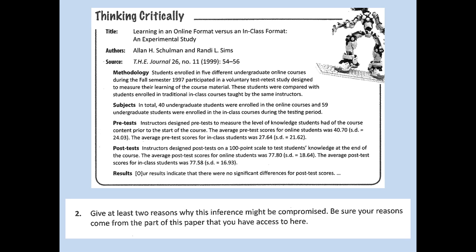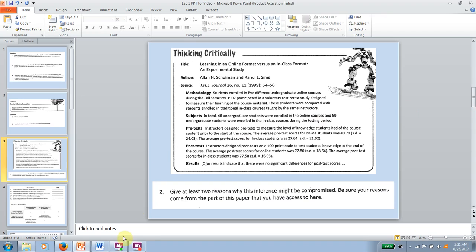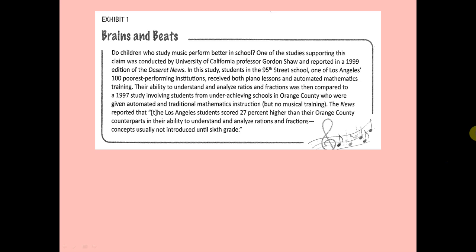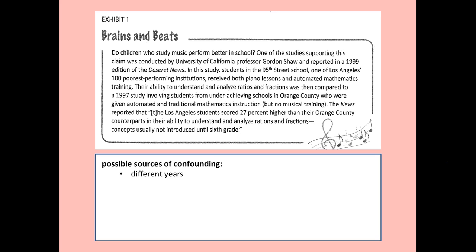I can give you an idea of what I want as far as the confounding, or what I think you should look for with the confounding, using Beyond the Numbers 1.15 Exhibit 1, which I have right here. There's a screenshot of Beyond the Numbers 1.15 Exhibit 1, and there are a bunch of confounding issues in here. One is that the 2 groups of students come from different years. One's 1997 and one's 1999.